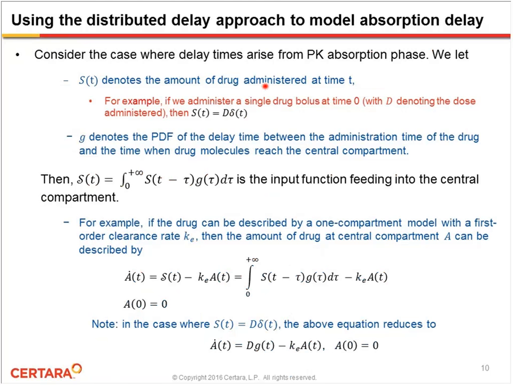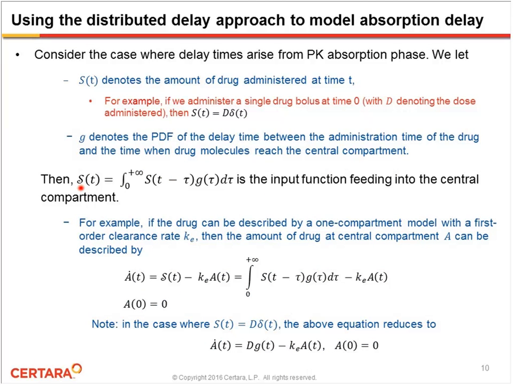Now, how do we use this distributed delay approach to model absorption delay? In this case, S(t) denotes the amount of drug administered at time t. For example, if we administer a single drug bolus at time 0, with D denoting the dose administered, then S(t) equals D multiplied by this Dirac delta function of t. Now, C denotes the PDF of the delay time between the administration time of the drug and the time when the drug molecules reach the central compartment.